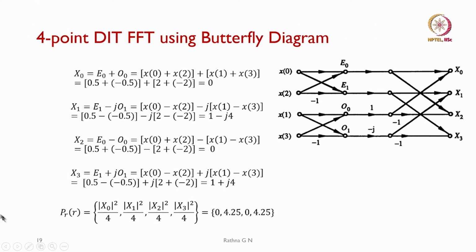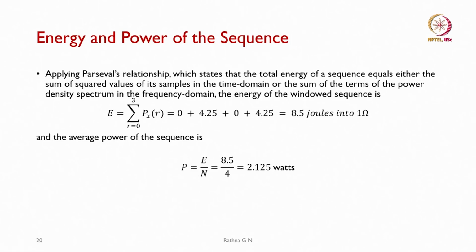Then how are we going to compute our power spectral density? You will see that the magnitude of X naught squared is divided by N, here N is 4. So, divided by 4 and then you will see this way. Then what happens? It is 0, 4.25, 0 and then 4.25. So, this is the distribution.